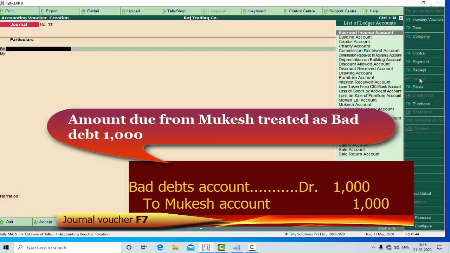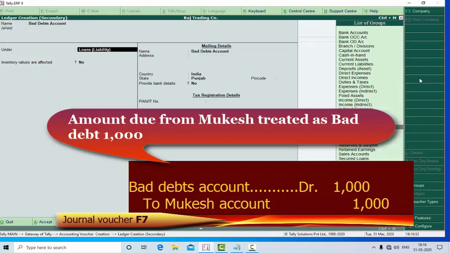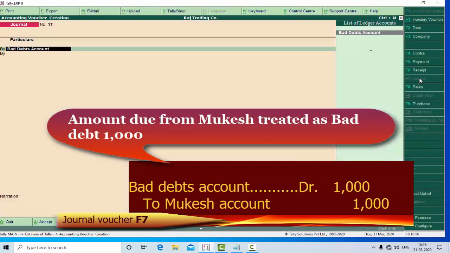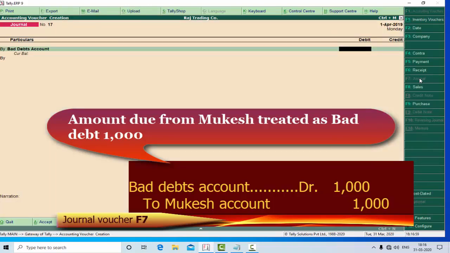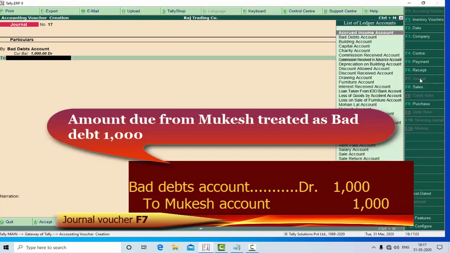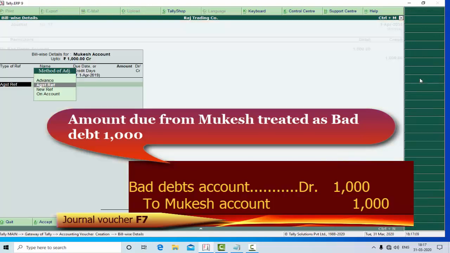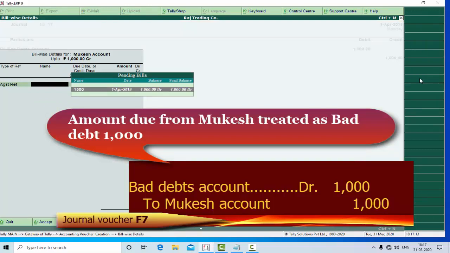That entry will be recorded in the journal voucher, and create the account of bad debt. Bad debt is also our indirect expense, so that will be recorded under indirect expenses. I think you understand. The amount will be 1,000, and credit the customer account, meaning the Mukesh account who refused to make the payment, credit that account, and again adjust from the bill for which he has refused to make payment.